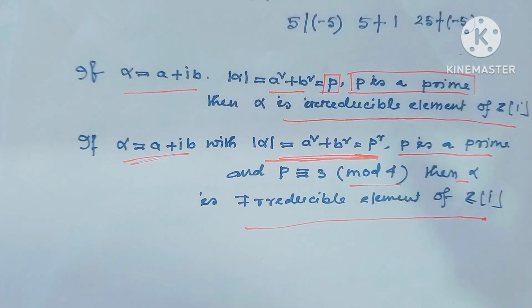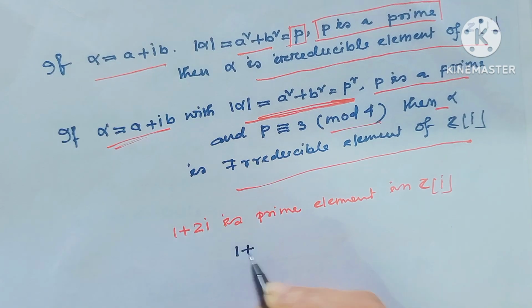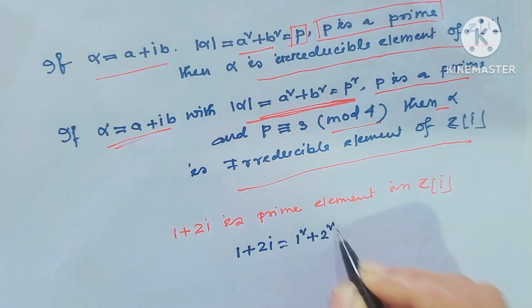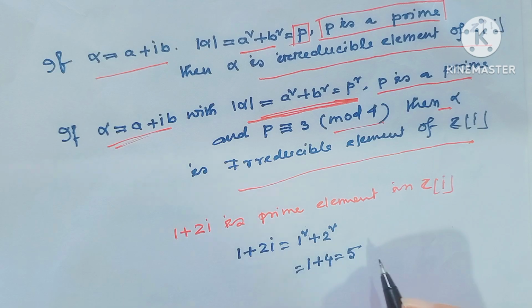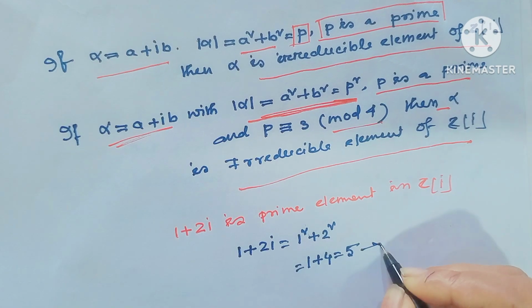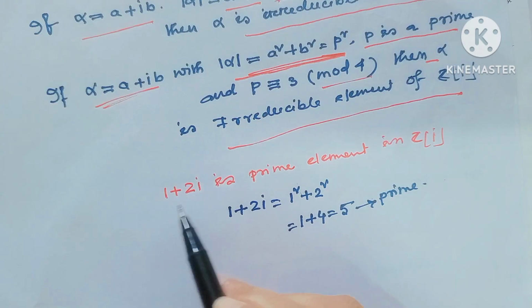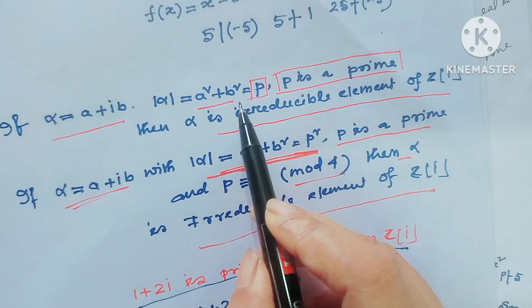As for example, 1 plus 2i is a prime element in Z[i] because 1 square plus 2 square equals 1 plus 4, which equals 5, and 5 is a prime number. So 1 plus 2i is a prime element in Z[i] by these rules.